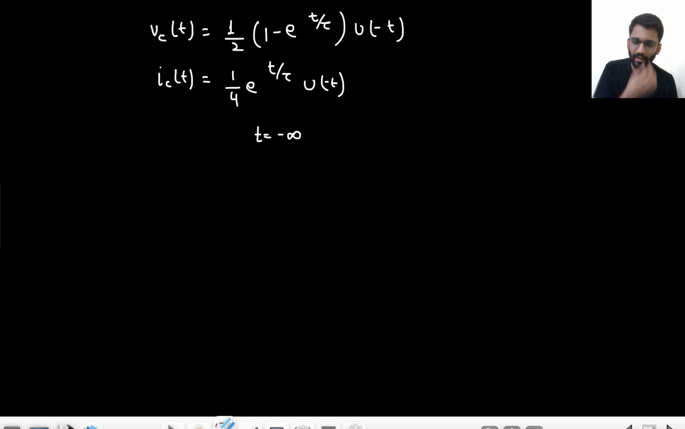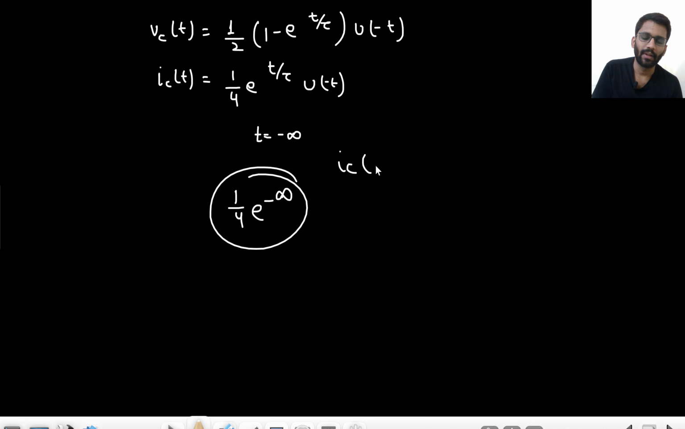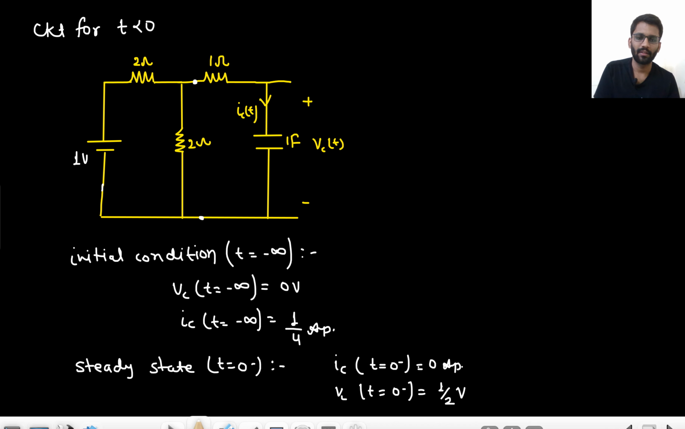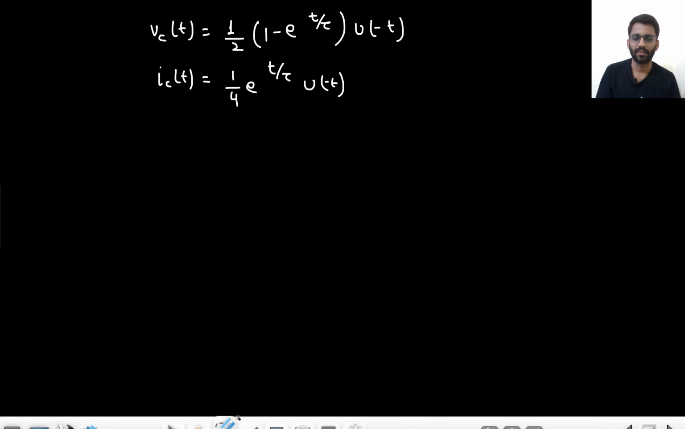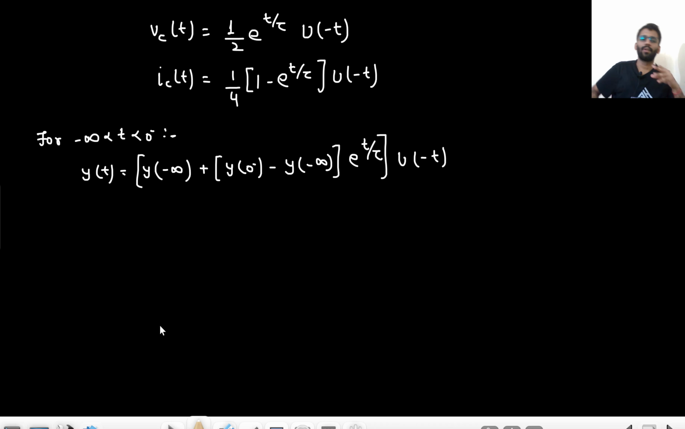Now, if I am removing my negative sign, what will be my answer? 1 by 4 e to the power t, at minus infinity, so 0 ampere. So the IC value at infinity was 0 ampere, but the IC value at t equals minus infinity was not 0 ampere. Okay, this is also not a correct expression, so I need to think about it. I actually never thought of it. Just now I thought of it and came up with this formula.